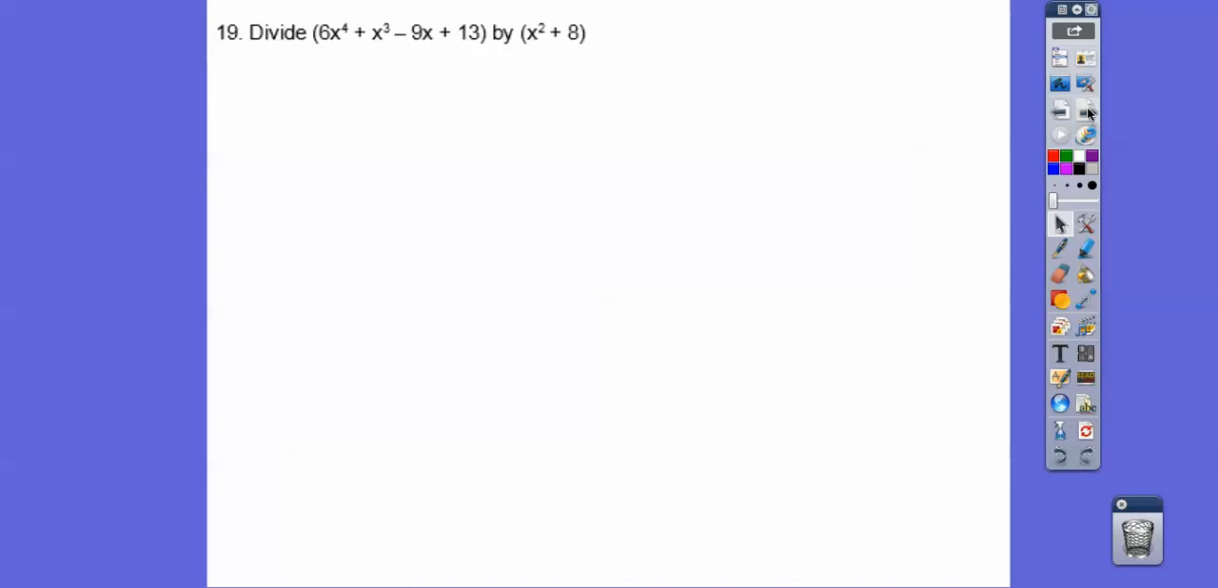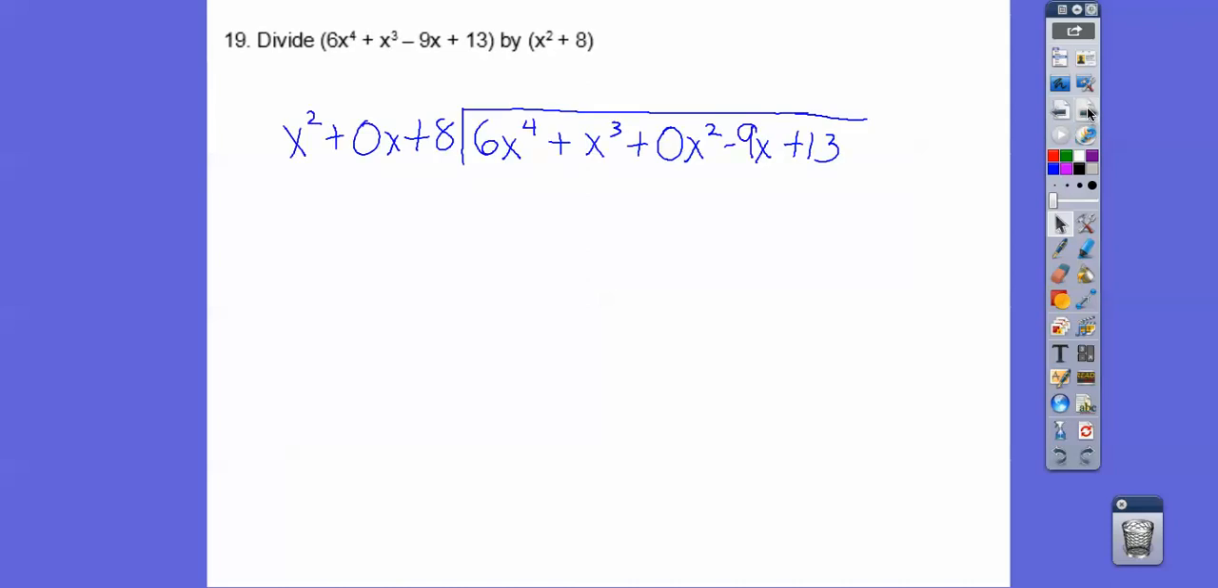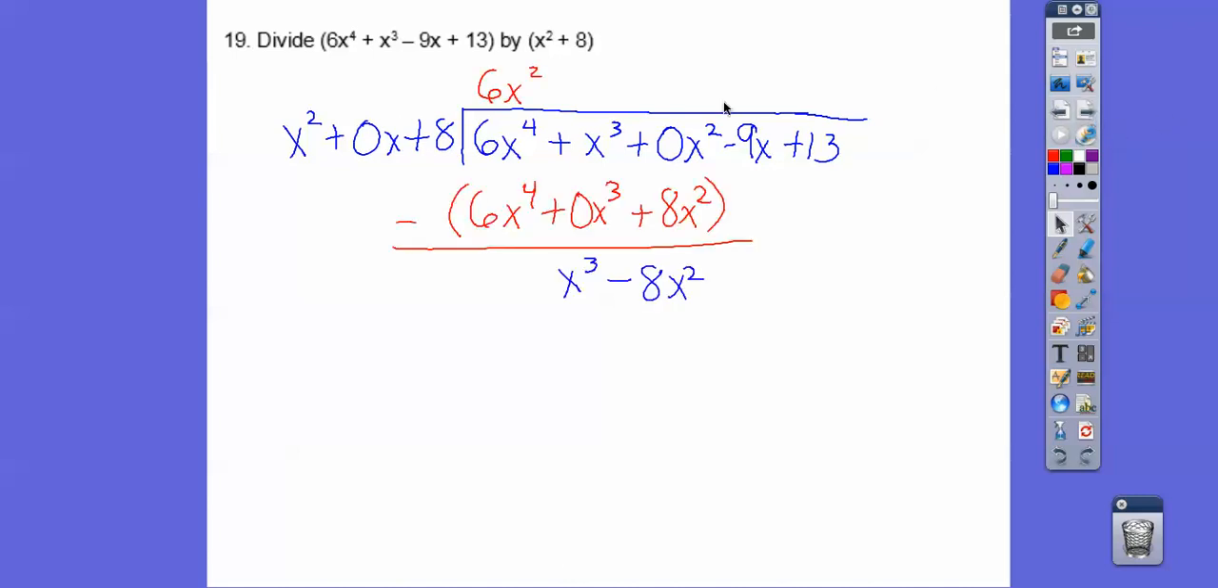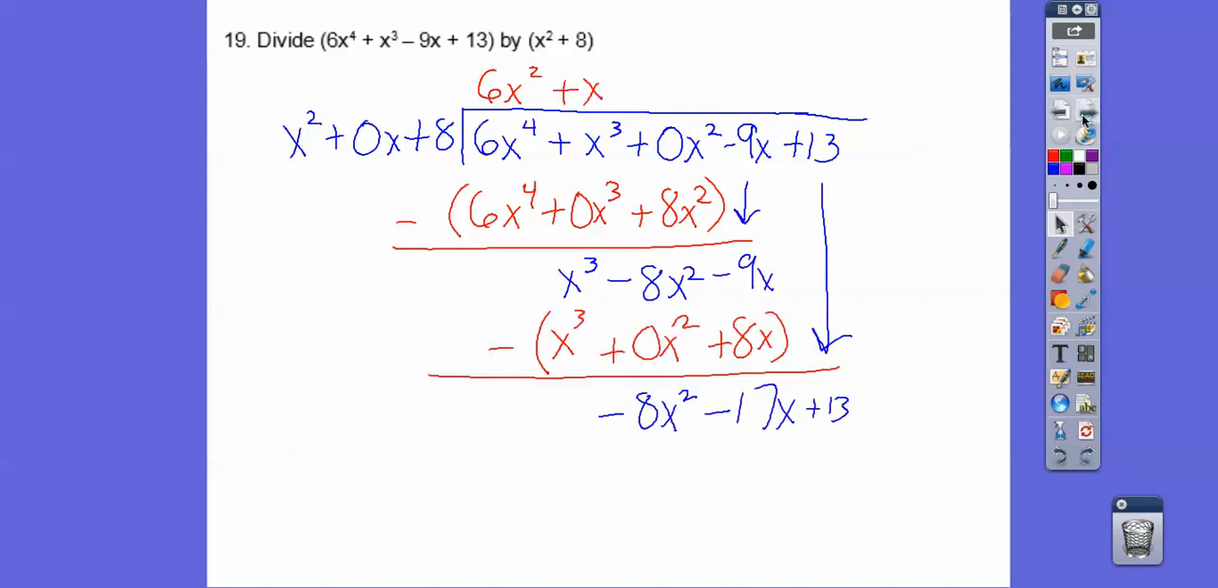All right. So here we got to do some long division. So we got to add some zeros in there. All right. So x squared times 6x squared gives me 6x to the fourth, and then I multiply 6x squared times that times that times that. I get that, and then I subtract. Okay, so when I subtract, I get that, and then we'll slide that down and then do it again. Okay, so x squared times x gets me x to the third, and then we subtract again. Okay, so when we get that, we slide that down, then one more time.